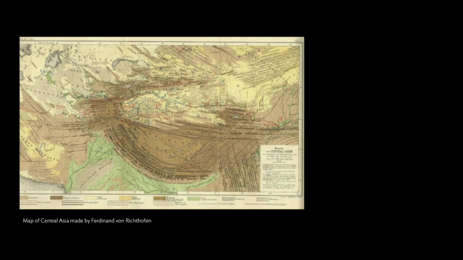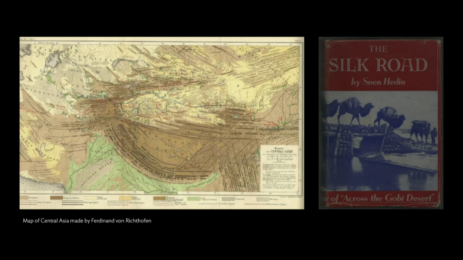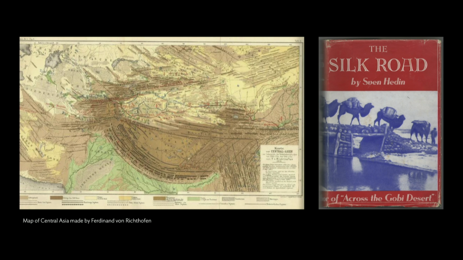Despite the importance of silk in the Eurasian trade routes, the term Silk Road is rather a recent invention. It was not until 1877 that the German geographer Ferdinand von Richthofen coined the term Silk Road. And this name gradually gained acceptance after Swedish geographer Sven Hedin published his book titled The Silk Road in 1936.